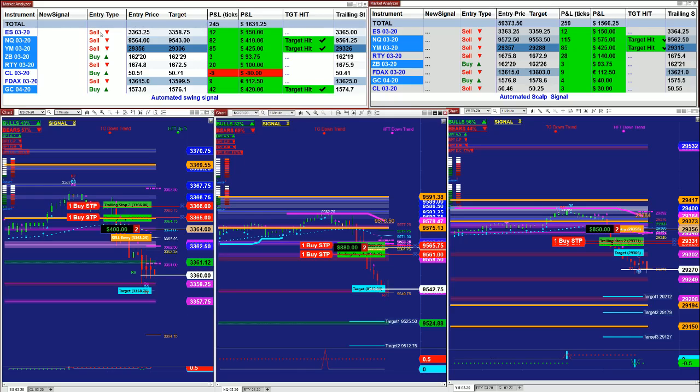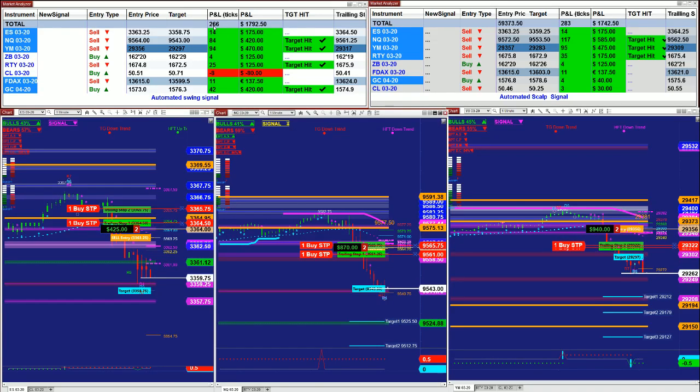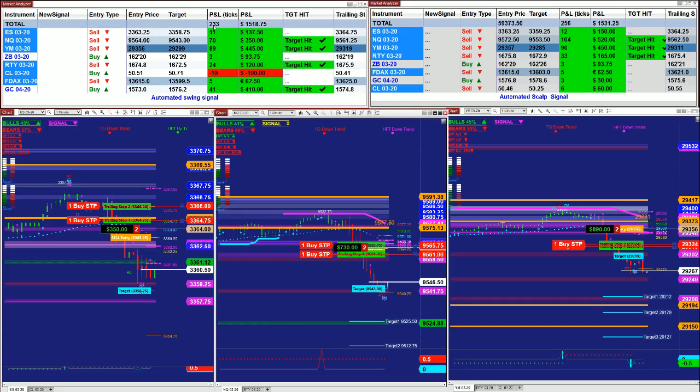So the total here is based on the last entry signal, not the whole day, you can see it on the top. We are 266 ticks into profit based on the last entry signal.